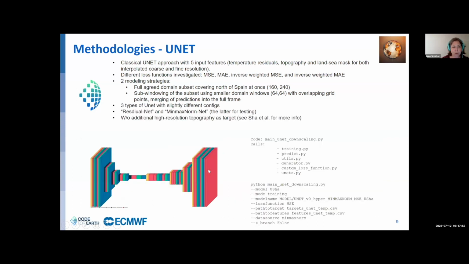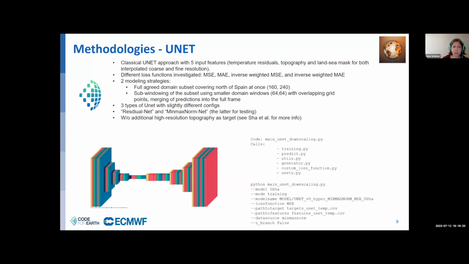Yeah, and what we also do and did implement are 3 different types of unit, which are slightly different in the configuration. So one unit is fit for this sub-windowing approach and used exclusively for this sub-windowing approach. And the other units differ a bit in terms of how many layers they have, where the skip connections are, what weight initialization they use, and so on.